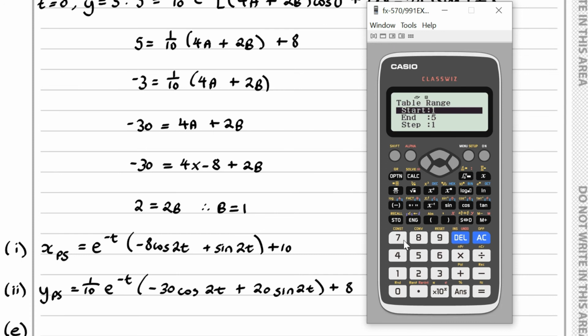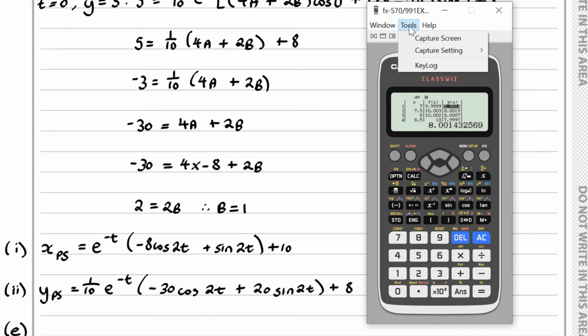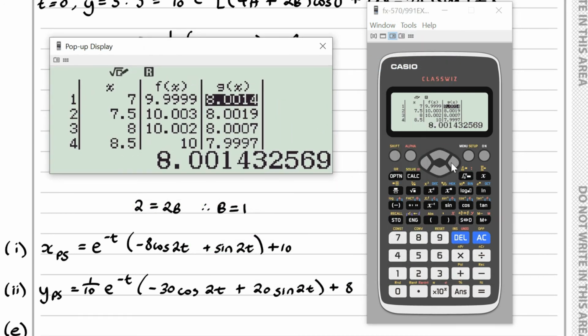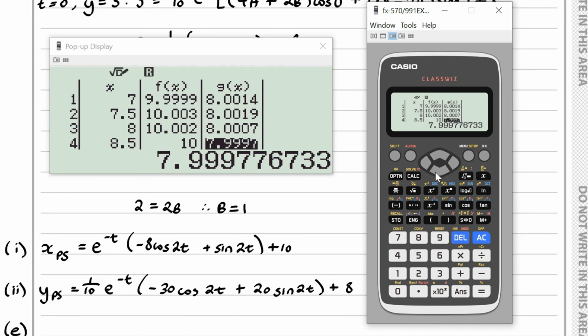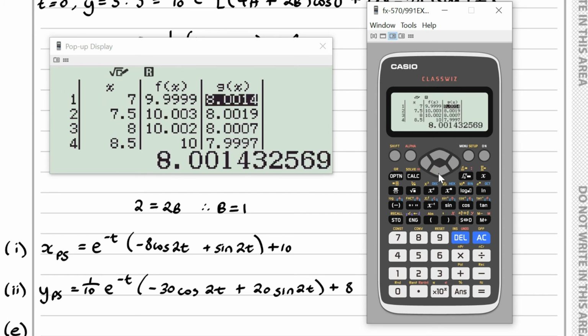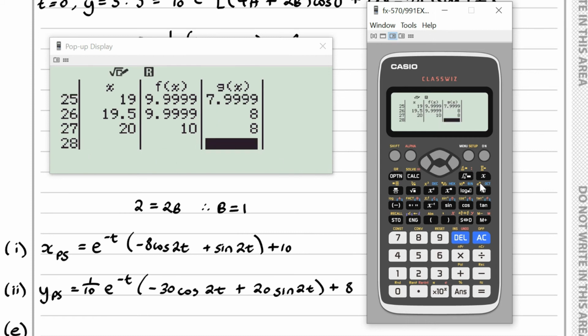So if we start at say 7 and finish at 20, and let's go up in 0.5s, if we take a look over here, so let's just get a pop-up display to illustrate what's going on. You can see here, if I say f of x is this and g is this, if we scroll through the values, you can see the values are approximately 10 and 8 beyond t equals 8.